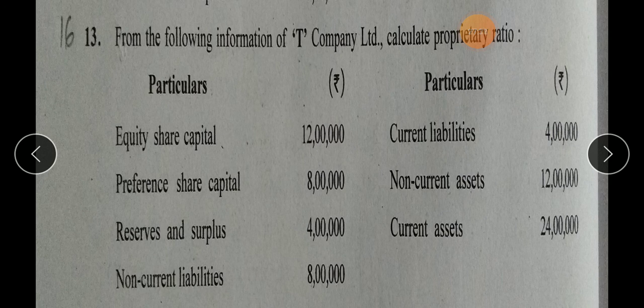Simply you will write down the formula, you will put the figures that you have obtained, and the answer, you know very well, is to be presented in terms of proportion. Yes? So that's all. In today's lecture we have understood about proprietary ratio and total assets to debt ratio.